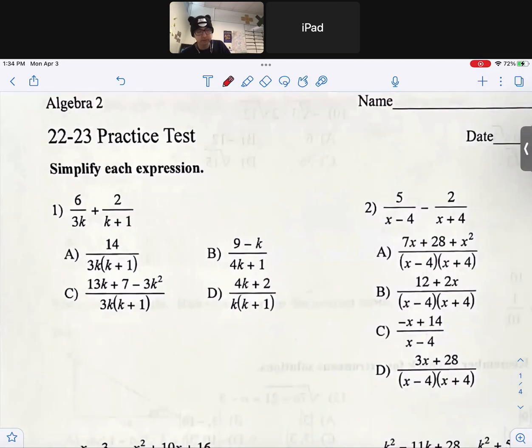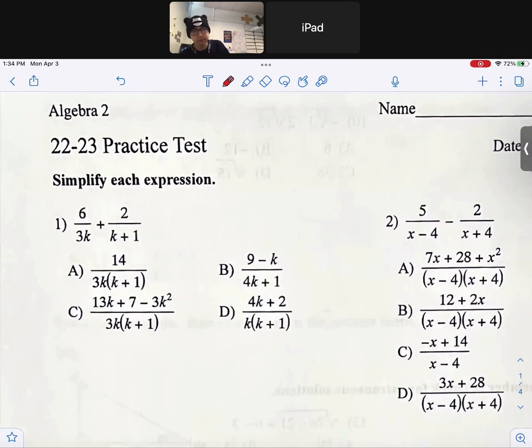So if we take a look at question number 1, when we deal with rational expressions, adding or subtracting, you've got to get a common denominator. So this side, we're going to multiply by this denominator. So top and bottom multiply by 3k, and on the other side multiply top and bottom by this one because that's the denominator it's missing. So k plus 1 top and bottom.